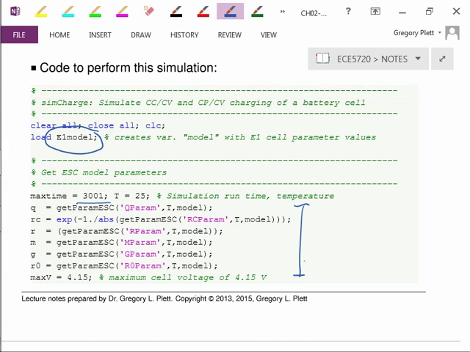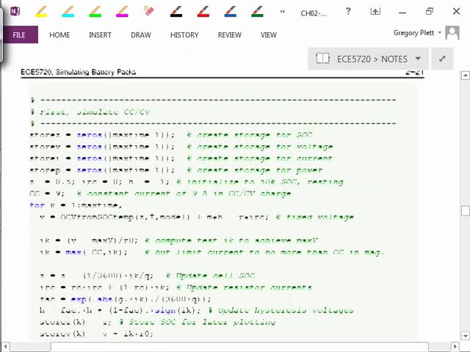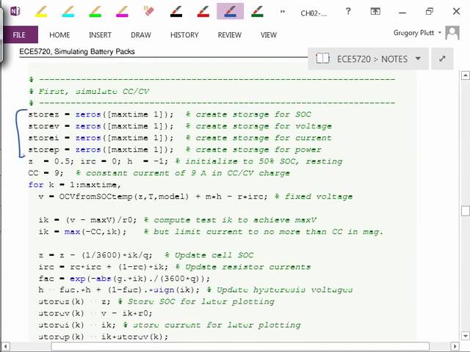I set the maximum cell voltage to be 4.15 volts, and now I simulate constant current, constant voltage. I pre-allocate some memory to speed up the simulation. So I'm going to store state of charge Z, voltage V, current I, power P for plotting. The initial state of charge I set to 50%. The resistor capacitor current I set to 0. Hysteresis state I set to -1. And the constant current I set to be 9 amperes when I'm in the constant current mode of this CC-CV charge. And then I iterate.